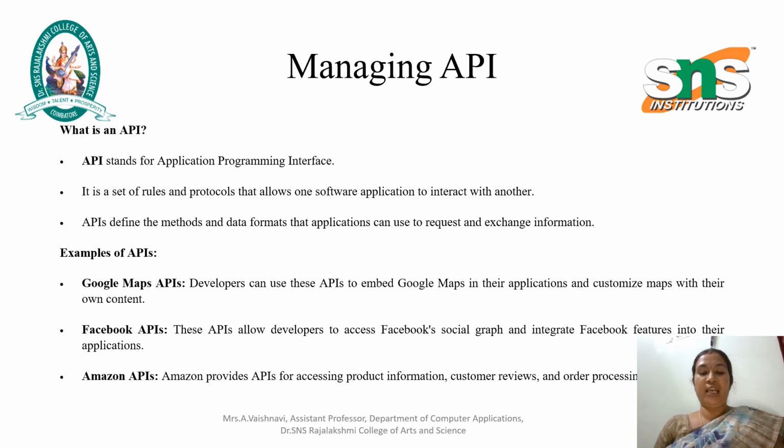Developers can use these APIs to embed Google Maps in their applications and customize maps with their own content. Then Facebook APIs. These APIs allow developers to access Facebook's social graph to integrate Facebook features into their applications. Amazon APIs. Amazon provides APIs for accessing product information, customer reviews, and other processing.